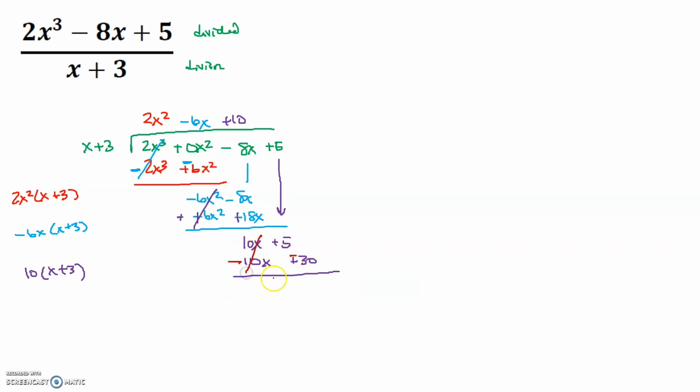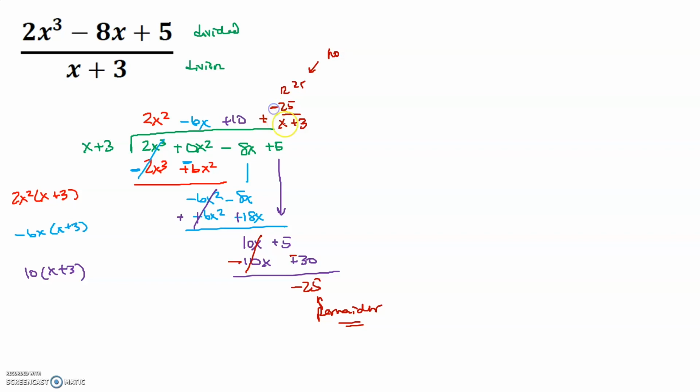Minus, these cancel, that's what we want. We get negative 25. Now this is my remainder. This is important, okay? Remember, we don't write remainder r 25. No, we don't do this, okay? What we do is we say plus 25 over the divisor. Okay, we add it to it.